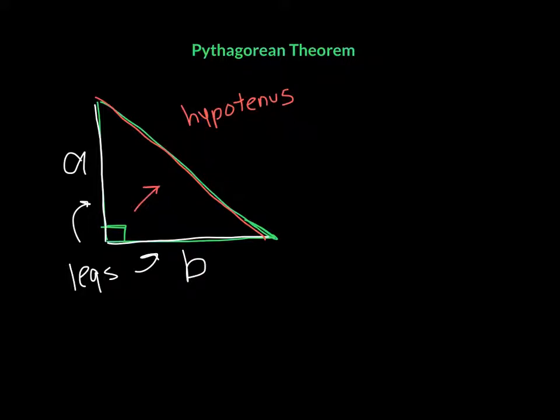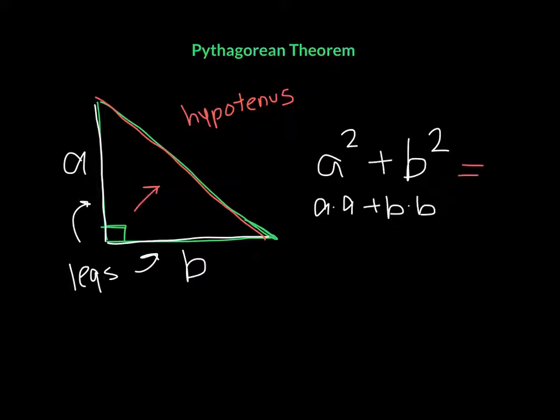If I take A and I square him, which means I multiply him by himself, so A times A, and I add B squared, so once again multiply B times B, I should get the third side, which is my hypotenuse. We'll call it C, and it will be the square of it. So that would equal C times C. This really cool relationship, once again, works for every single triangle, and I'm going to show you how it works.